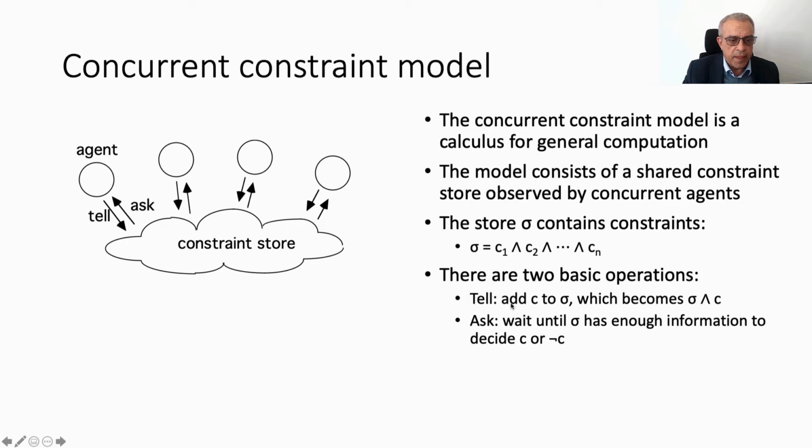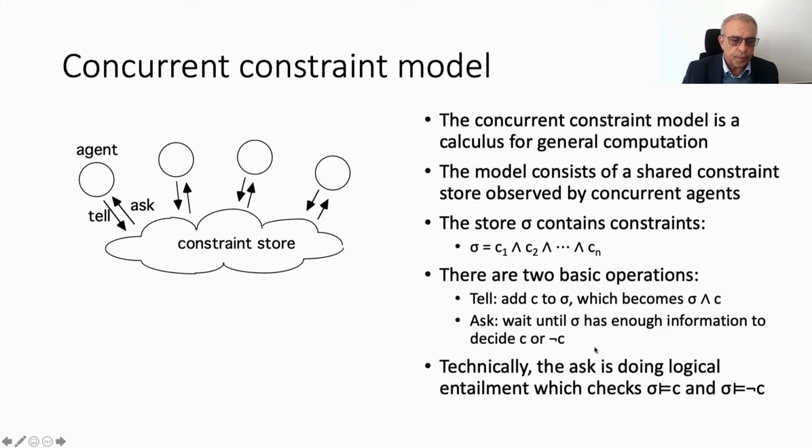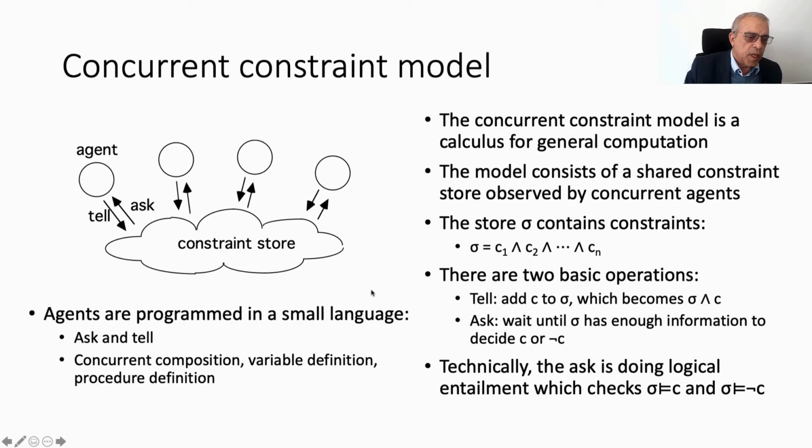A tell C adds C to the constraint store, which becomes sigma in conjunction with C. And an ask operation will wait until the constraint store sigma has enough information to decide either C or not C. Technically, the ask is doing logical entailment, which checks if the constraint store sigma entails C or the constraint store sigma entails not C. So all agents are programmed in a small language. The basic operations are ask and tell, and then we have concurrent composition, variable introductions, and procedure definitions.